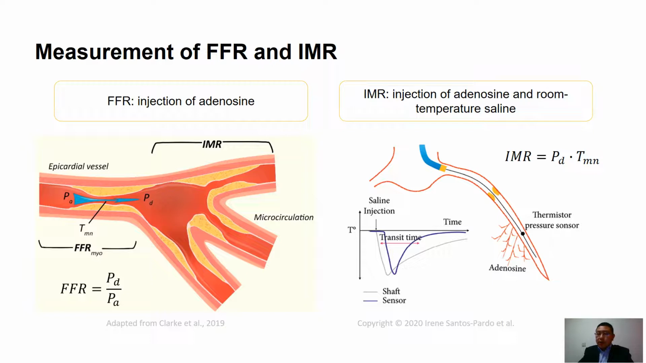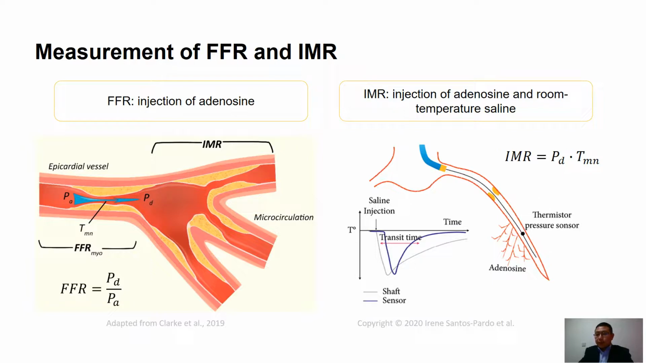The measurement of IMR is more complicated. Firstly, similar to FFR, adenosine is used to generate hyperemia. Then room temperature saline is injected, which is absorbed by coronary microcirculation.